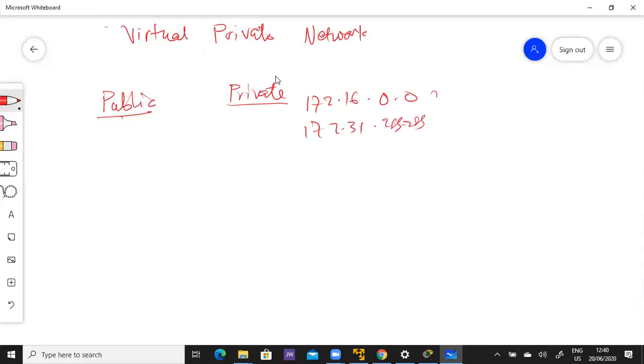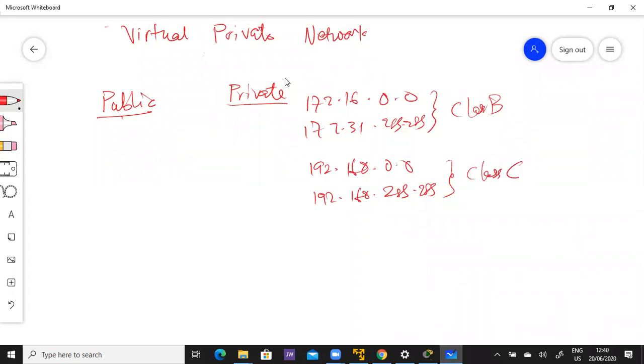172.16.0.0 to 172.31.255.255, this is a private class B. We also have 192.168.0.0 to 192.168.255.255. This is also private class C.